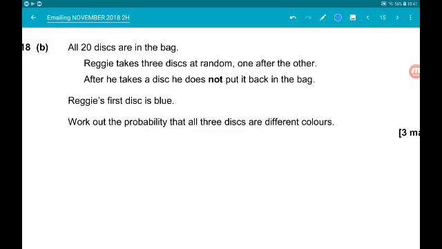Reggie takes 3 discs at random, one after the other. After he takes a disc, he does not put it back in the bag. His first disc is blue. We want to work out the probability that all 3 discs are different colours. Right, first up then, these are now dependent events because we are not putting discs back. So let's think about the situation after his first pick.